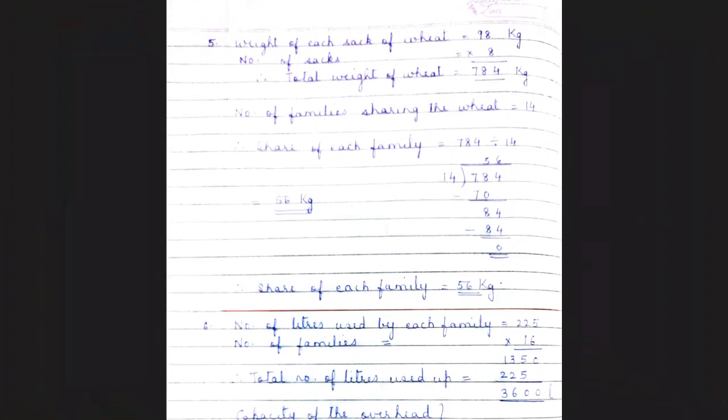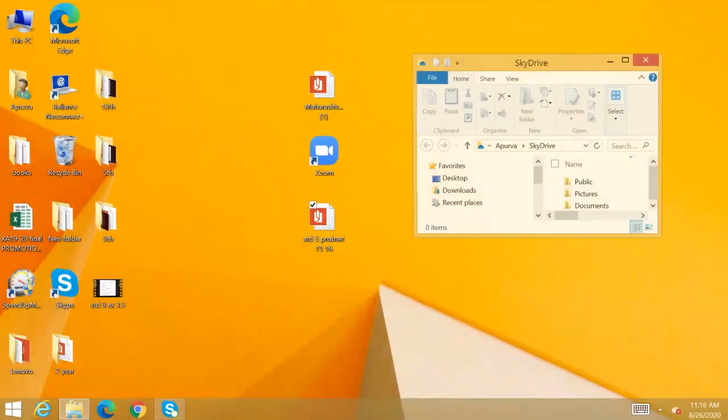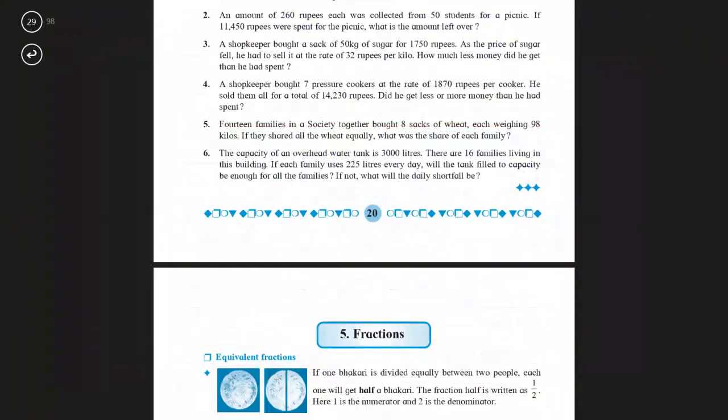So 56 kgs, which is shared by 14. So if I were to multiply 56 into 14, I would get my answer 784. Okay. So that's another way to check whether what I've done is correct. Now, let's go to the last question of this exercise.